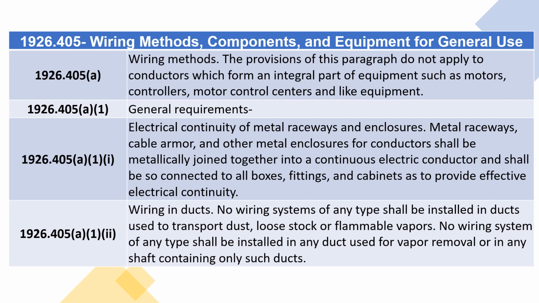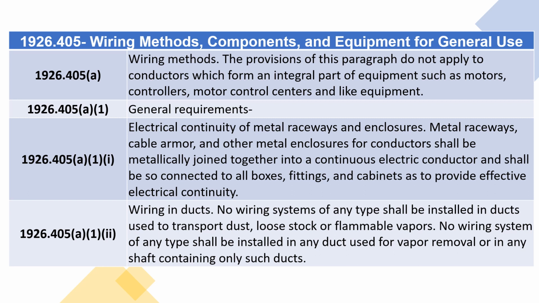1926.405(a)(1) General requirements. Electrical continuity of metal raceways and enclosures. Metal raceways, cable armor, and other metal enclosures for conductors shall be metallically joined together into a continuous electric conductor and shall be so connected to all boxes, fittings, and cabinets as to provide effective electrical continuity.